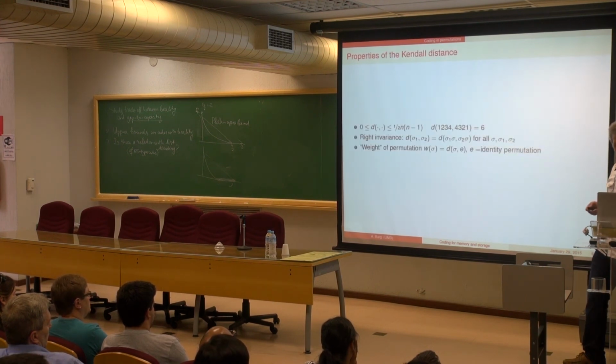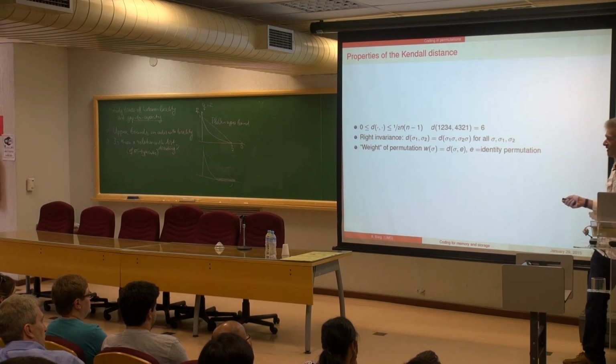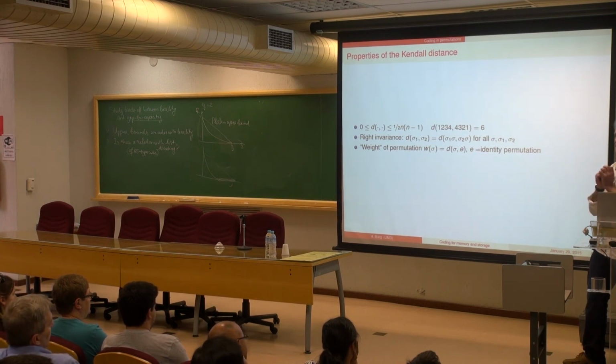We can consider the weight, or right invariance. We can multiply by any sigma on the right, and then the distance does not change. It is not left invariant, though, which makes it somewhat inconvenient to operate with. But at least with the right invariance, we can think of the weight as the distance to the identity permutation. So at least it makes sense to study spheres around 0 in the group.